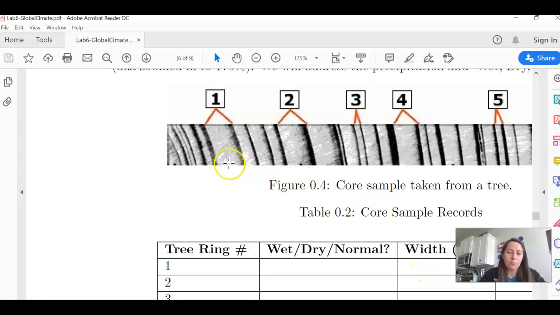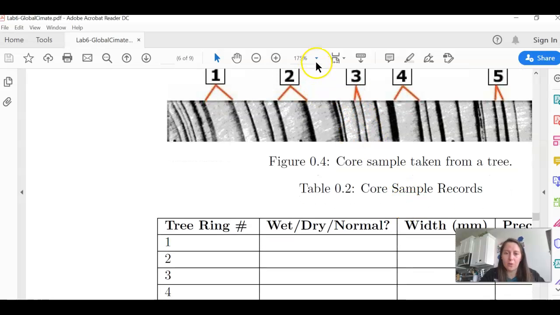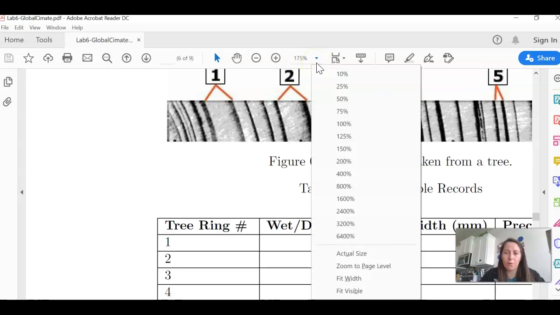As you can see, rings 1 and 2 are thicker than number 3. Ring 4 is almost as thick as 1 and 2, and ring 5 is perhaps close to number 3, maybe a tiny bit thicker. So you record those millimeters that you measured for each of those rings onto the table.